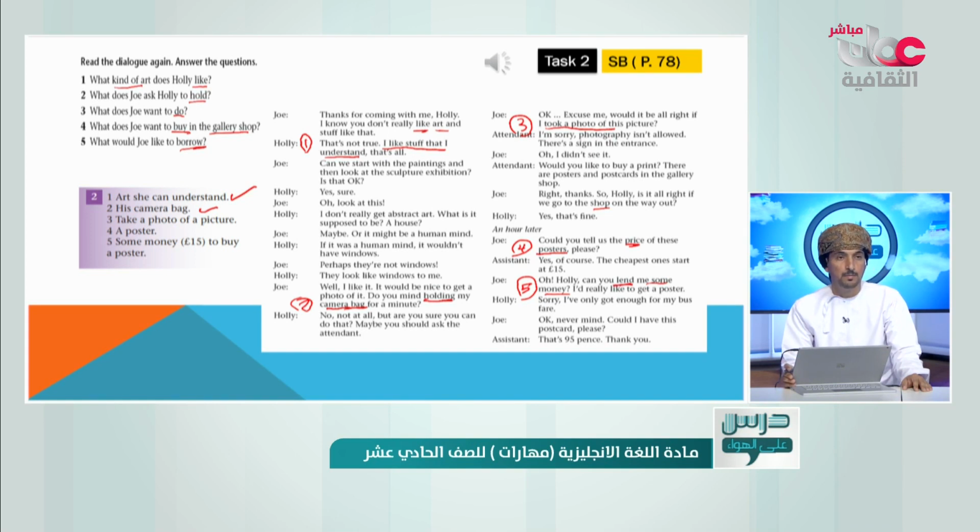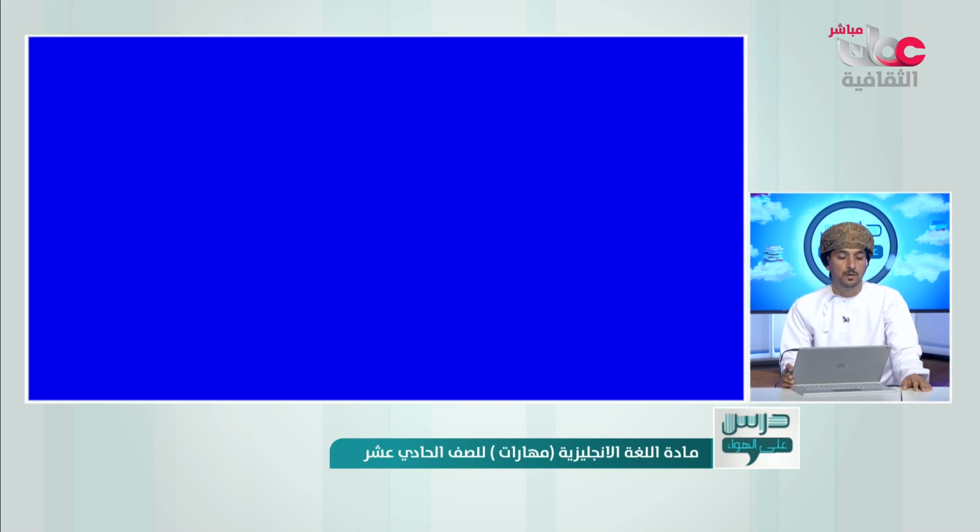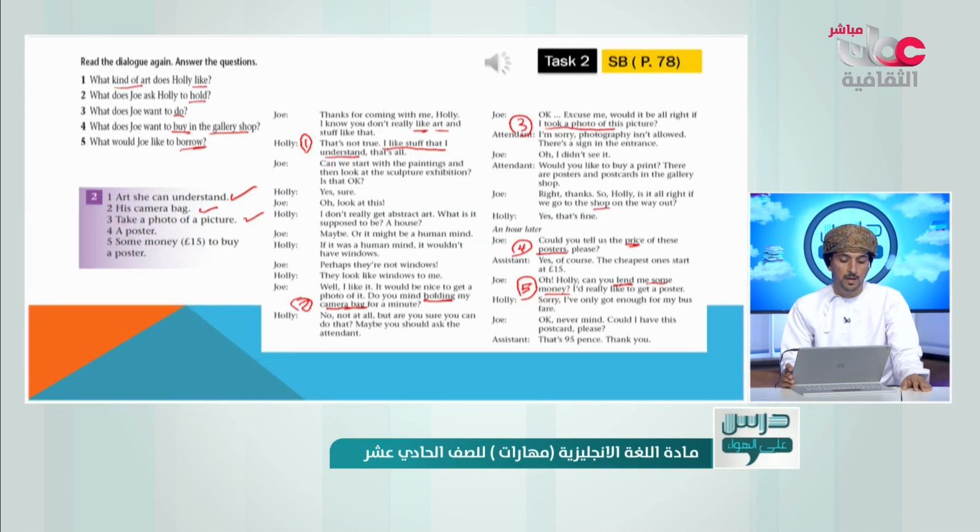Good students. Number 3, what does Joe want to do? And in number 3 here, to take a photo of a picture. Yes, it's correct. Number 4, what does Joe want to buy in the gallery shop? And we find here posters, and it is the right answer. And number 5, what would Joe like to borrow? Number 5, some money, £15 to buy a poster. I think we have got all of them correct.